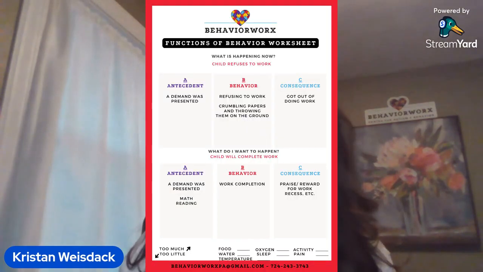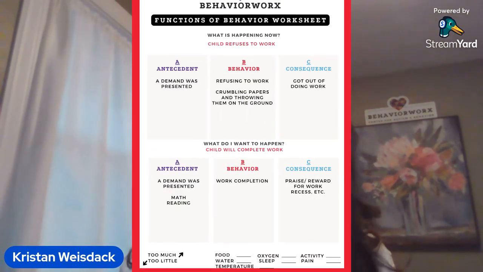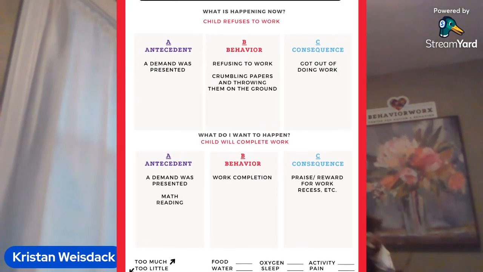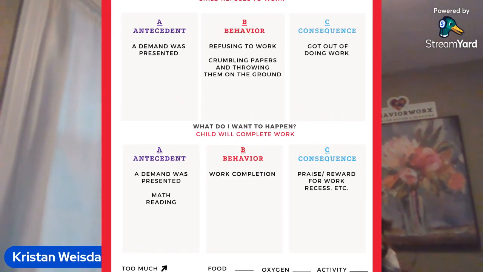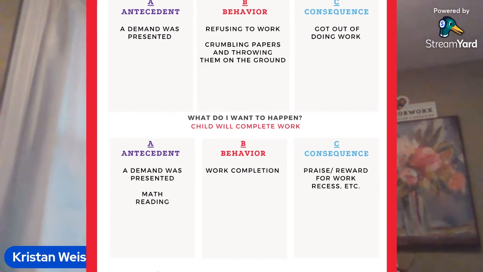So at the bottom of that sheet, the functions of behavior worksheet, we want you to be able to present a demand. Now, it's also, like I said, important to understand when this is happening and when it's not happening. So collecting some data that when this refusal to work happens, maybe it's only around math or reading. And then what we want to have happen is work completion. And then the consequence is praise, reward for work, recess, etc. Right? And so we want that to happen over and over again.